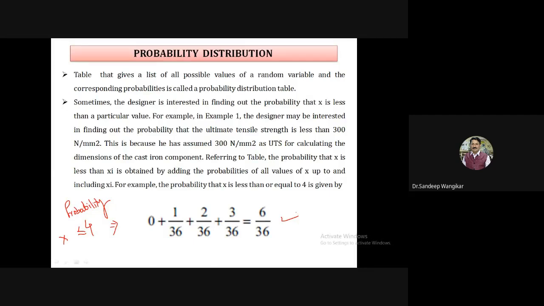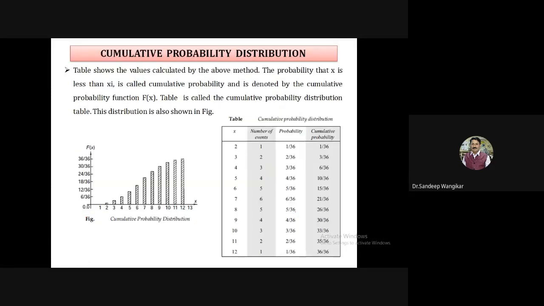Okay, so this is probability distribution, and when the designer is interested in calculating the probability less than 3, less than 4, or less than a particular number, then the cumulative, that we can say the addition of all these probabilities up to that particular number, will give you the answer. So this gives rise to cumulative probability distribution.